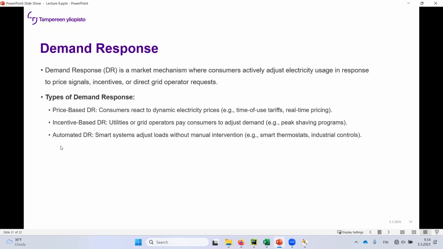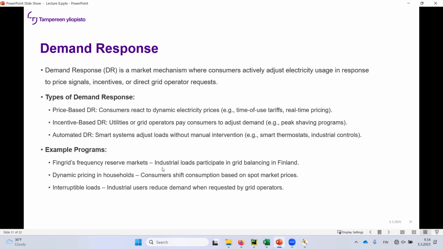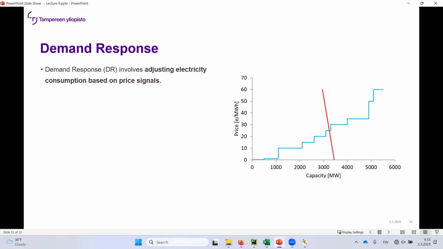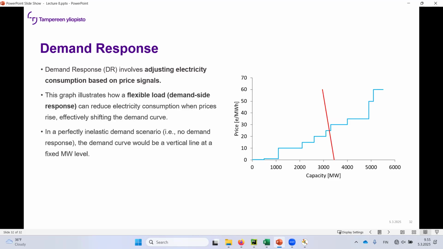So that's the incentive-based demand response. Industrial loads participate in grid balancing in Finland. Consumers shift consumption based on spot market prices, and industrial users reduce demand when requested by the grid operators. And in here, we have demand response.